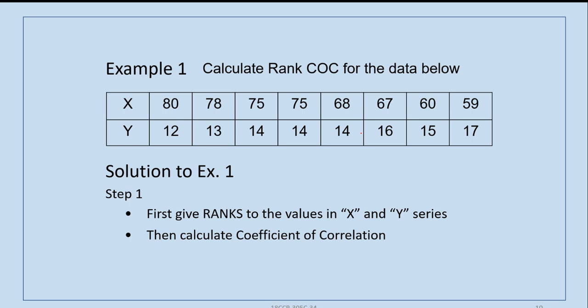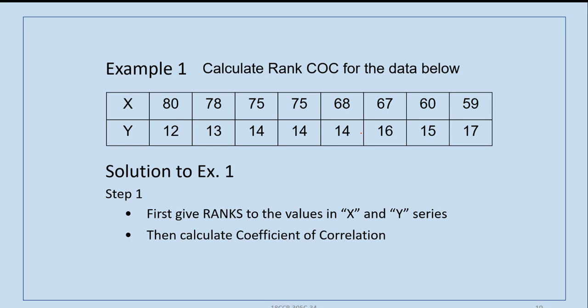We will also see the Y series here. The lowest number is 12 and the highest number is 17, so 12 should be given 1 and 17 should be given 8. After 12, 13 is the lowest, so the second rank should be given to 13. And next, 14 is repeated 3 times. After 2, the third rank should be given.